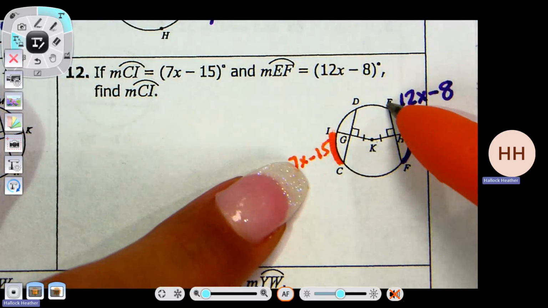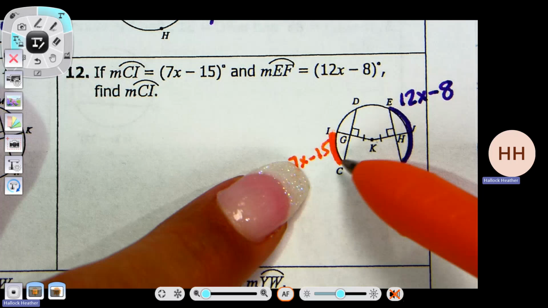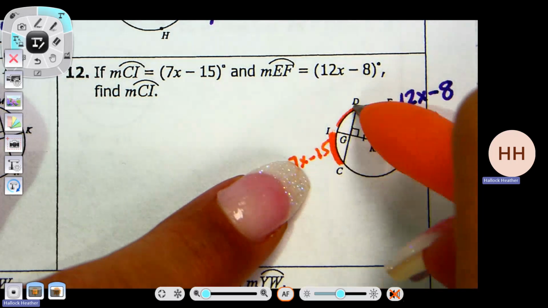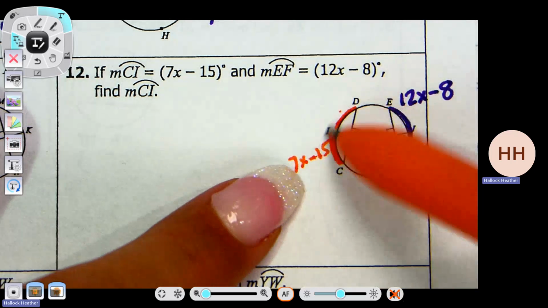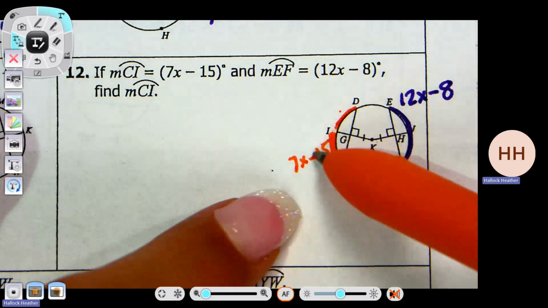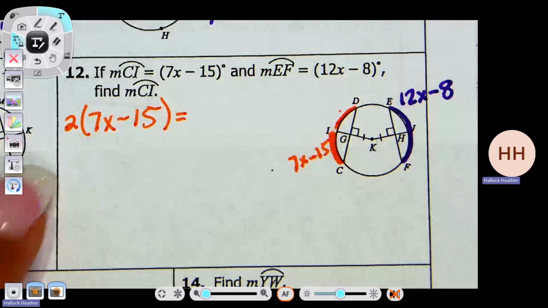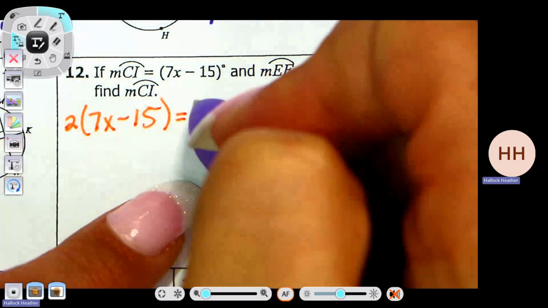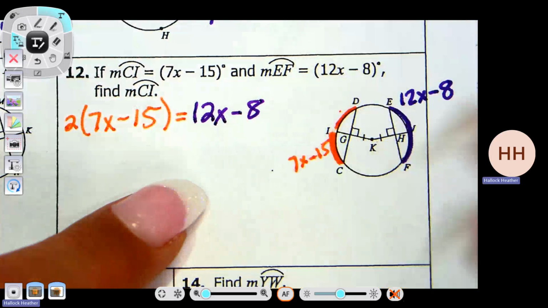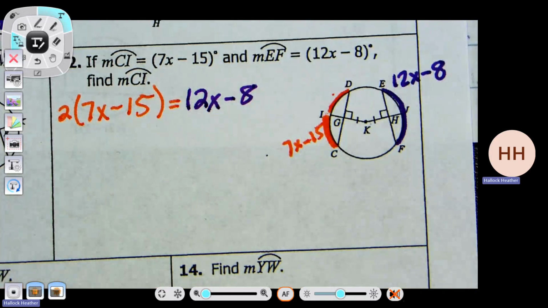Beautiful. Because this arc is the whole distance, this one's half of it. So you know that these two are going to match. So you could add this twice and equal to the other side, or you could double it. So 2 times 7x minus 15 equals the other whole arc, which is 12x minus 8. Hayden just cut the other arc in half and then equaled it to the smaller part. But there's a million ways to do these, as long as your brain's thinking correctly. So we're going to distribute and then solve.